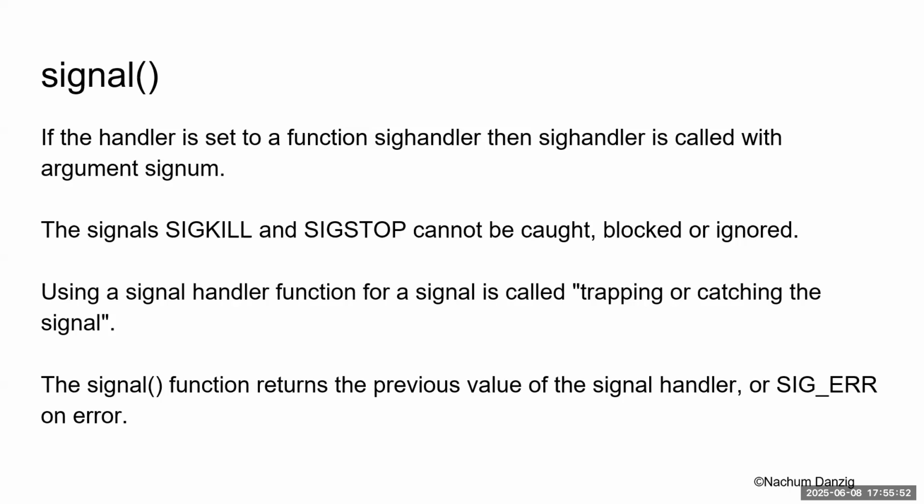Using a signal handler function for a signal call is called trapping or catching the signal. The signal function returns the previous value of the signal handler, or SIG_ERR on error. So the signal function can be used to put back the previous handler. If I keep going from one handler to the next, I can find out the previous one.